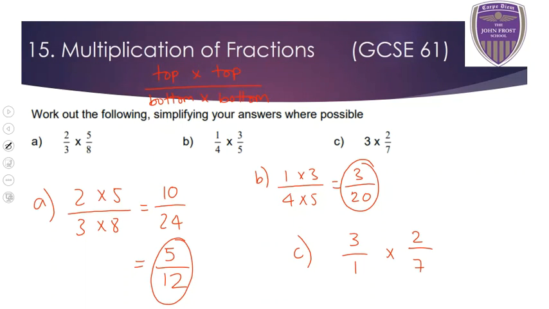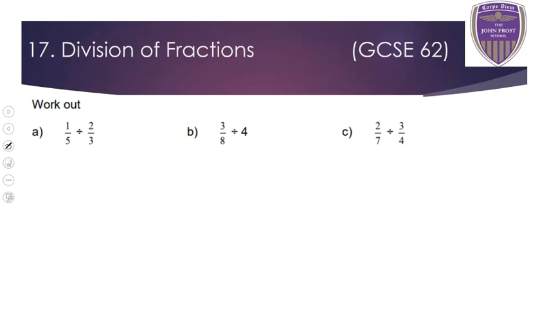Now we can apply our rule that we've just been doing. So 3 times 2 on top, 1 times 7 on the bottom. The answer is 6/7. And it's that easy. So the bottom numbers don't need to be the same. All you do is times the top 2 times the bottom 2, see if you can simplify. Moving on to dividing it.